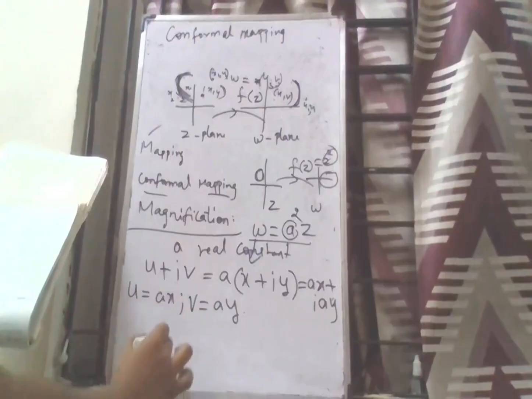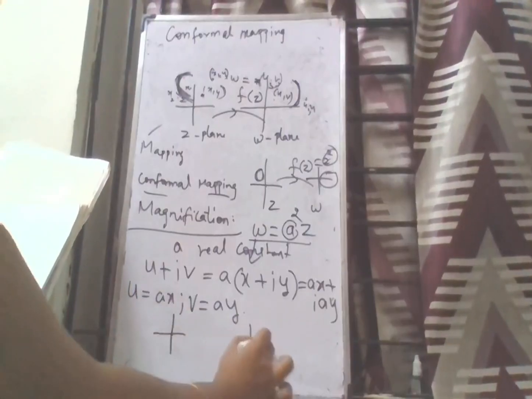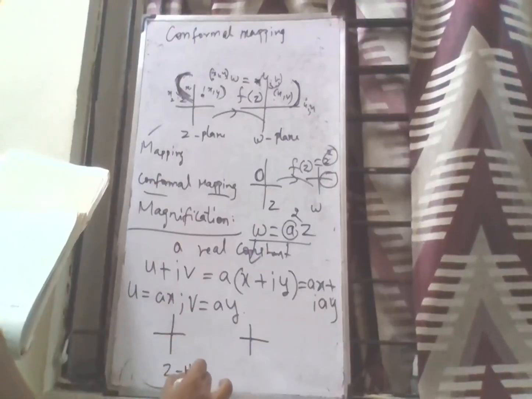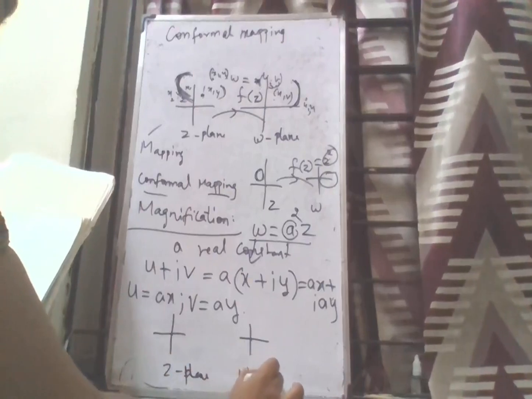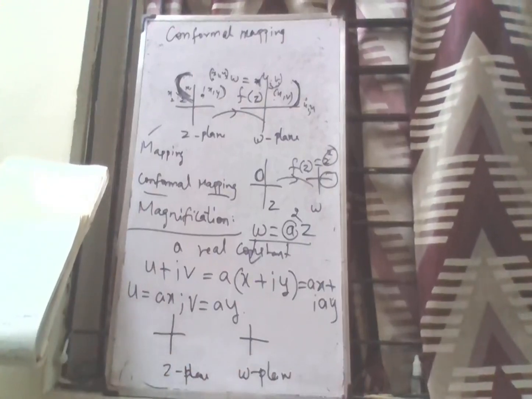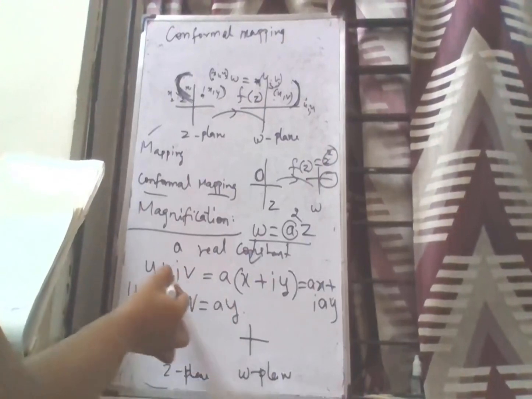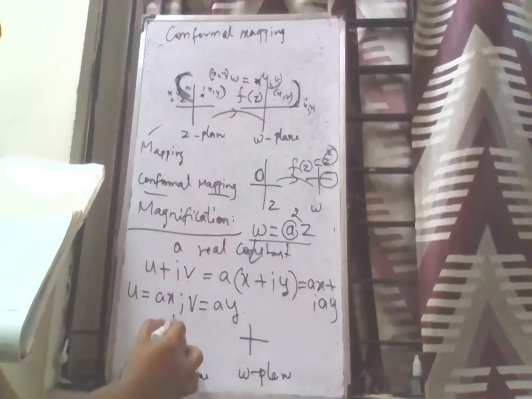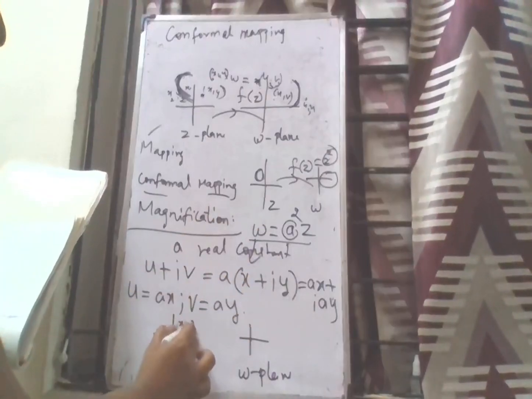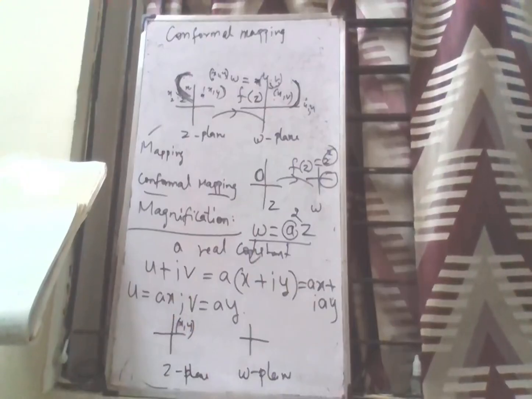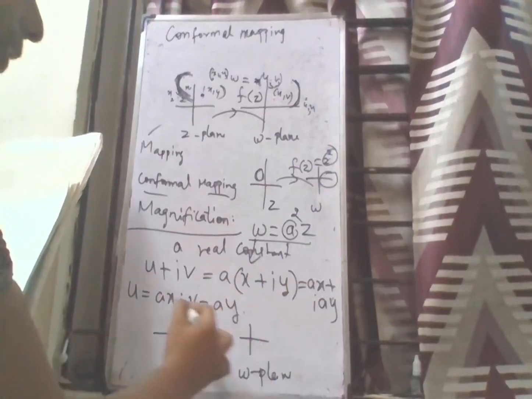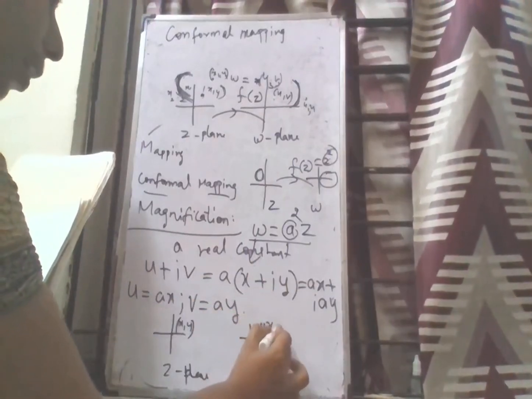What will be the point in the Z plane and the W plane? This is your Z plane and this is your W plane. So what are all the points in the Z plane? Of course, x comma y only, in the Z plane. So x comma y. What will be the point in the W plane then? Ax comma ay.